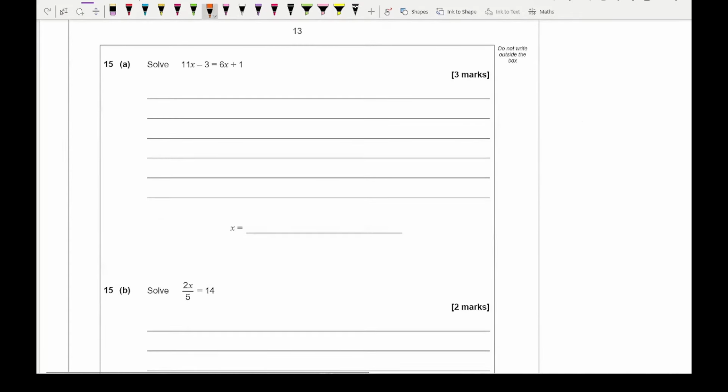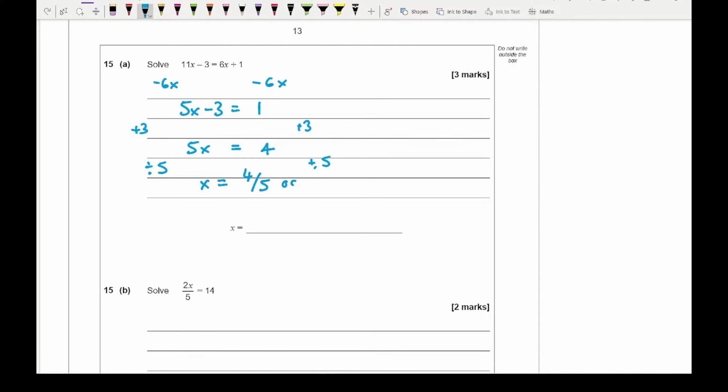Moving on to question 15a. So here we're looking at a double-sided equation. So we've got 11x take away 3 equals 6x plus 1. So for this, what we need to do is take away the smallest x from both sides, which is 6x. So if I take away 6x from both sides, I'm going to end up with 5x minus 3 equals 1. Then I add 3 to get rid of the minus 3, which leaves me with 5x equals 4. And then divide by 5 because I want to get x by itself, which leaves me with x equals 4 over 5.